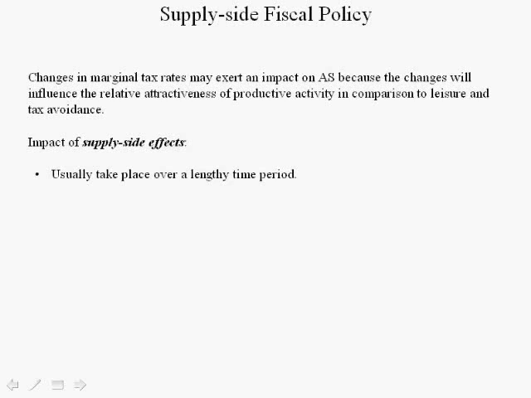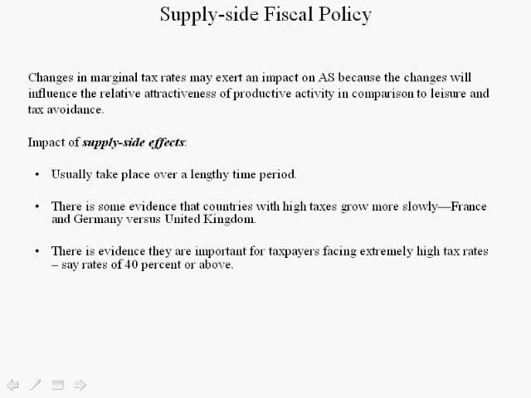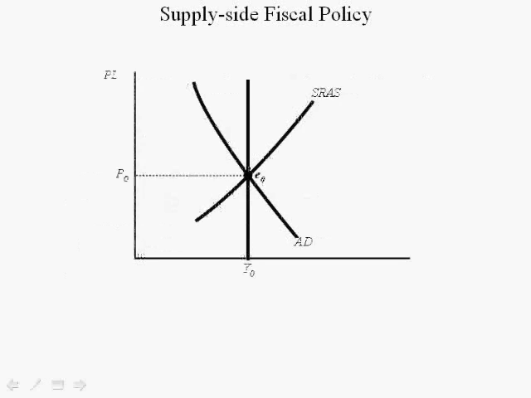Keynesians are more worried about closing inflationary or recessionary gaps with fiscal policy, tax cuts, increased government spending, yada yada yada. There is some evidence that countries with high taxes grow more slowly, for example France and Germany versus the United Kingdom and the United States. There is evidence they are important for taxpayers facing extremely high tax rates, say rates of 40% or above.